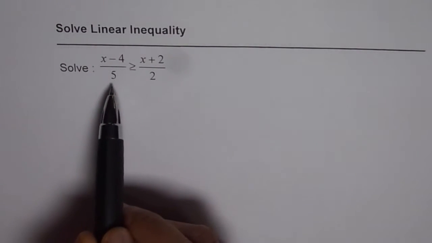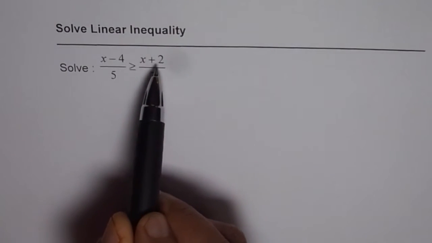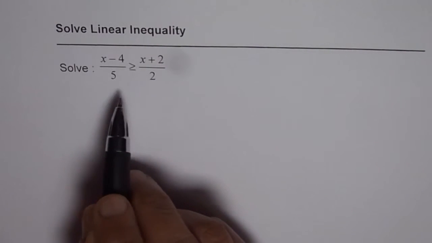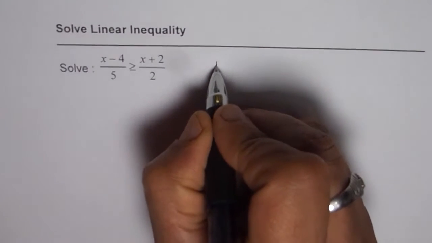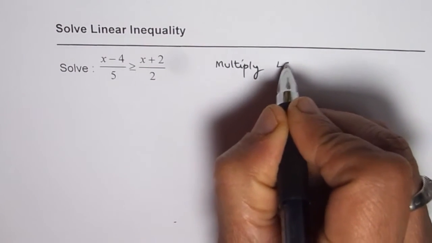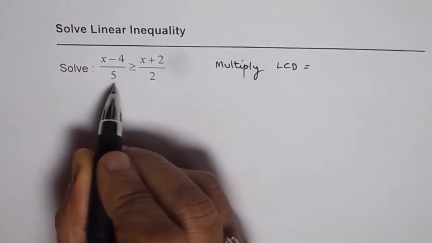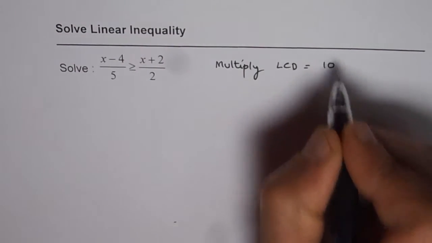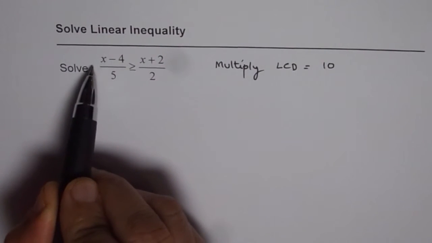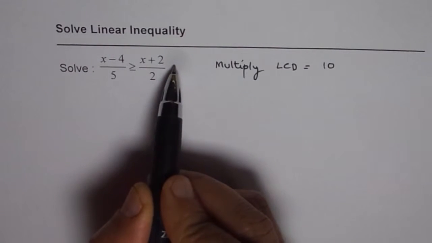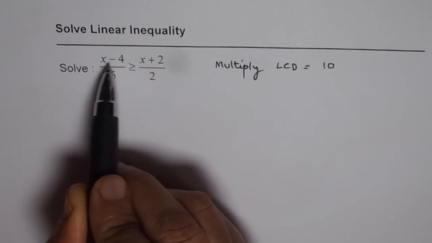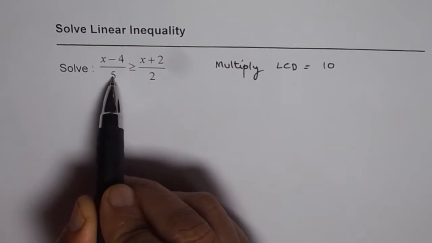(x minus 4) divided by 5 greater than or equal to (x plus 2) divided by 2. Since we have fractions, the first step should be to get rid of fractions. That means multiply by the lowest common denominator. In this case, the lowest common denominator is 5 times 2, 10. So if I multiply the term on the left by 10, 5 goes 2 times, and on the right side 10 divided by 2 is 5. So effectively we are multiplying the term on the left by 2 and on the right by 5.